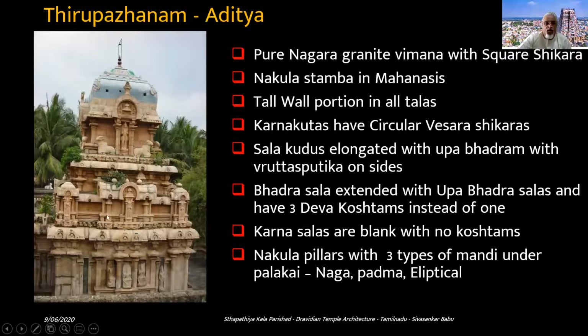The Bhadrasalas are extended, the same design continues here. Now, instead of having a single Devakostam here, we have three Devakostams in the Bhadrasala itself. There is an innovation. Interestingly, we have Kostams in the Salilandra, but the Karna Salas are left blank. And we have variations of pillars and palagas with the Naga Mandi, Padma Mandi, and normal elliptical Mandis available here.